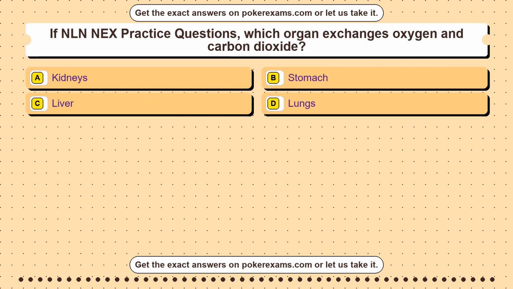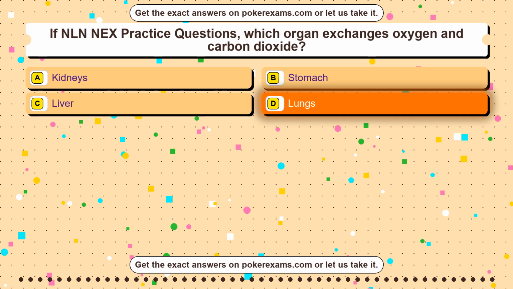Question 30. If NLN NEX Practice Questions, which organ exchanges oxygen and carbon dioxide? Option A, kidneys. Option B, stomach. Option C, liver. Option D, lungs. The correct answer is option D.